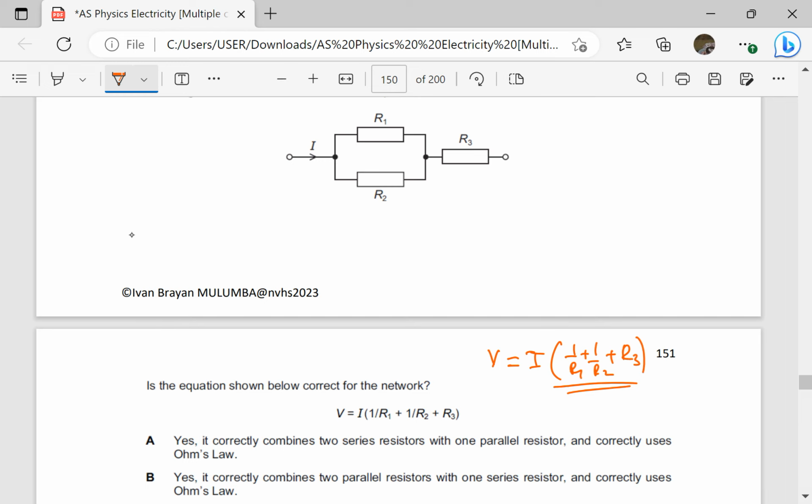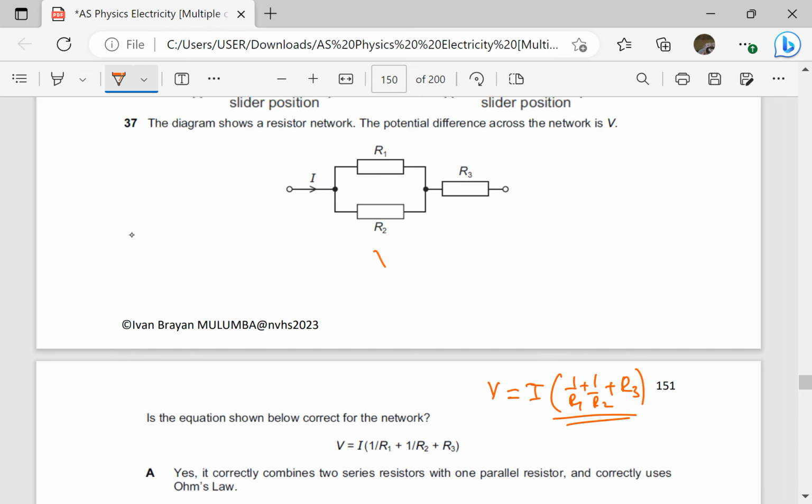The correct equation would be V equals I into, for the parallel combination, the product R1 times R2 over the sum R1 plus R2. That's total resistance here. Then maybe plus R3. That would be the correct equation. But this one does not lead to that.